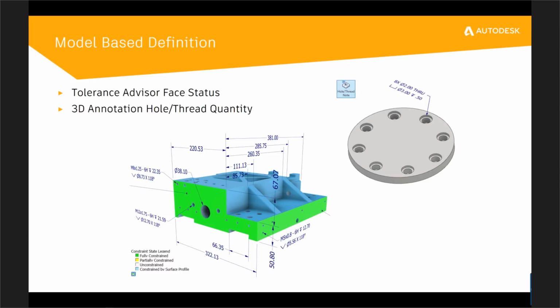So as you're adding your model-based definition, it can actually guide you with face status coloring to let you know what's underdefined, overdefined, or fully constrained, and really help the users make sure they're doing the proper 3D annotations and model-based definitions within these models.